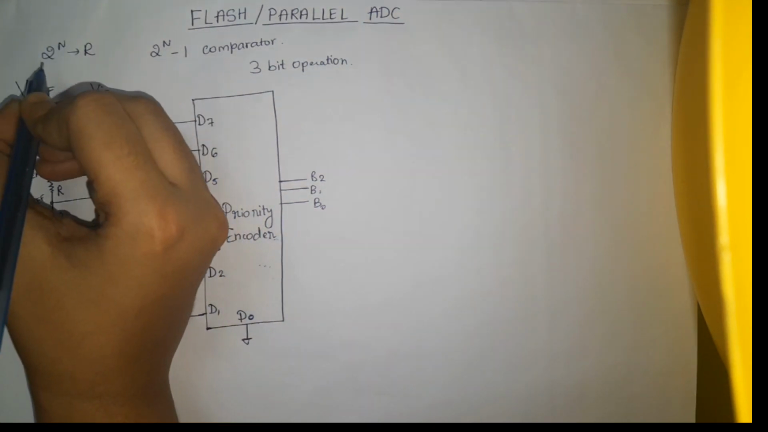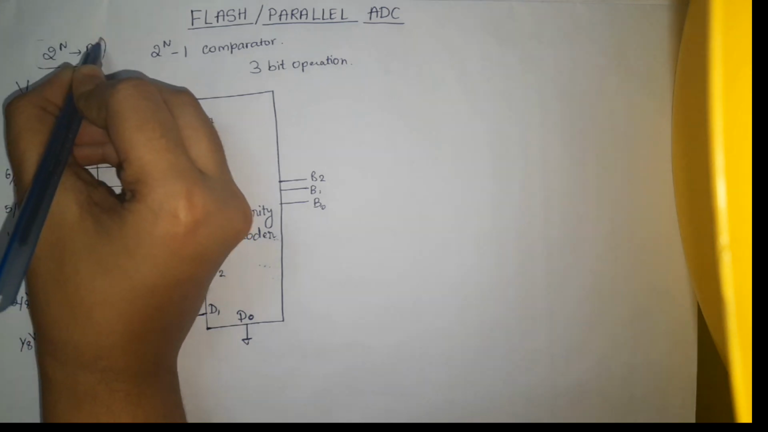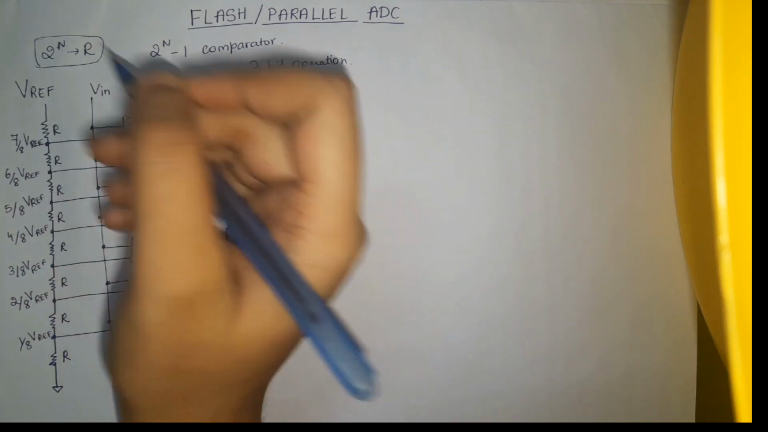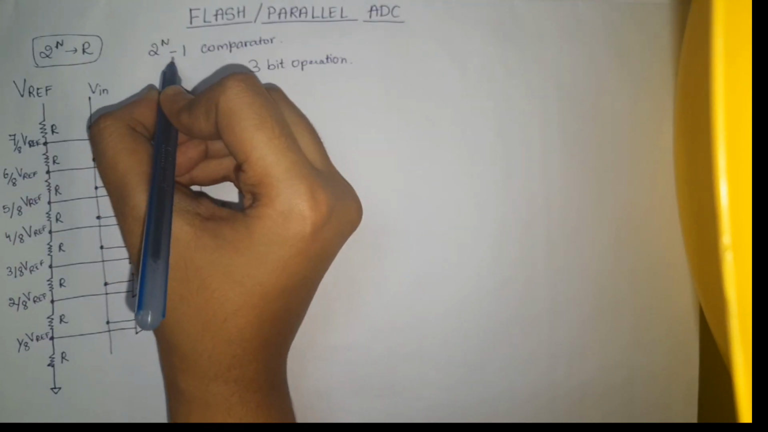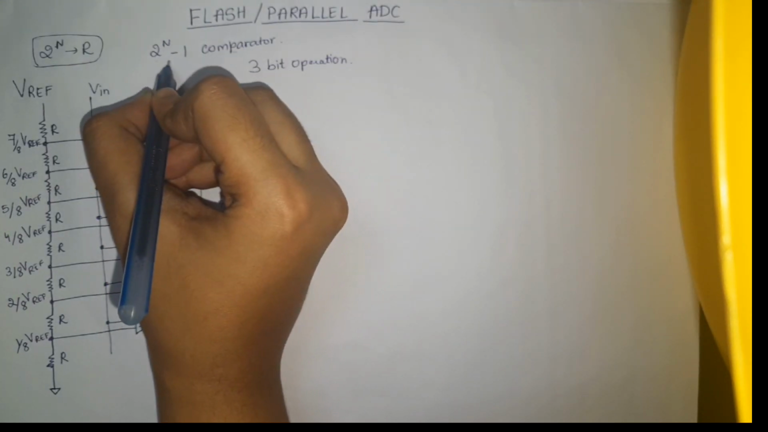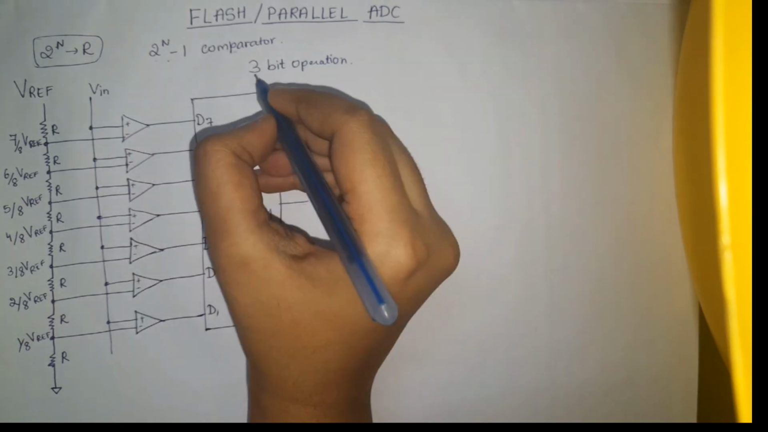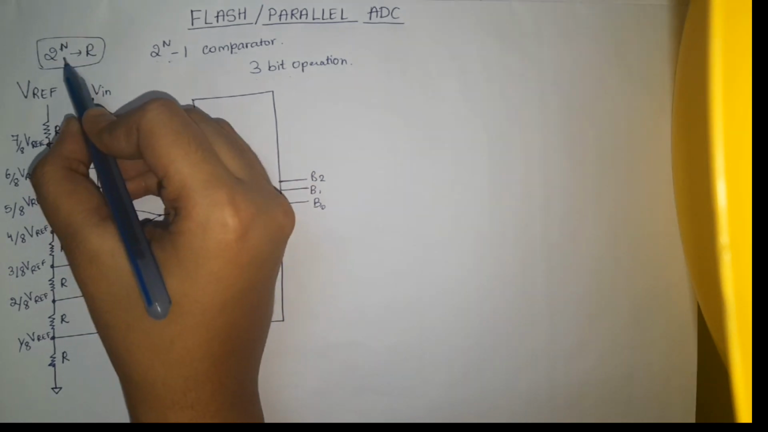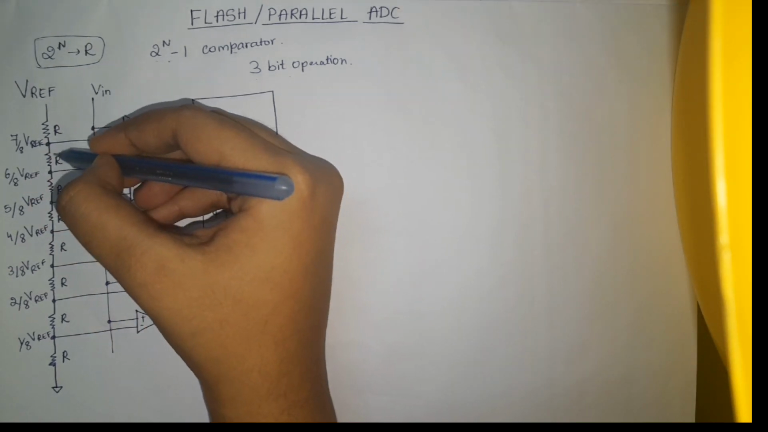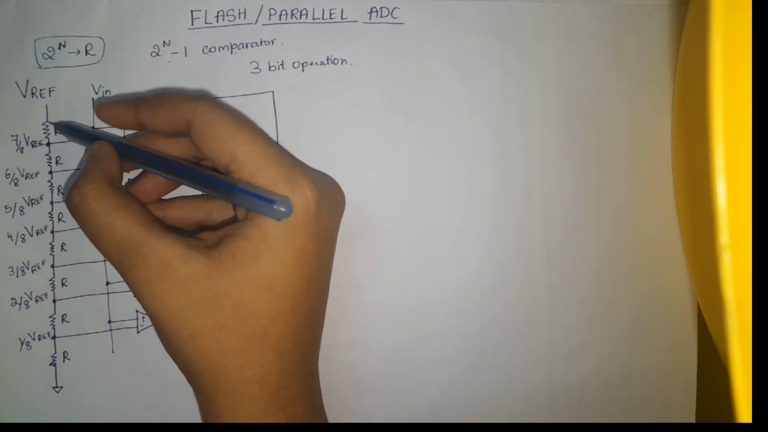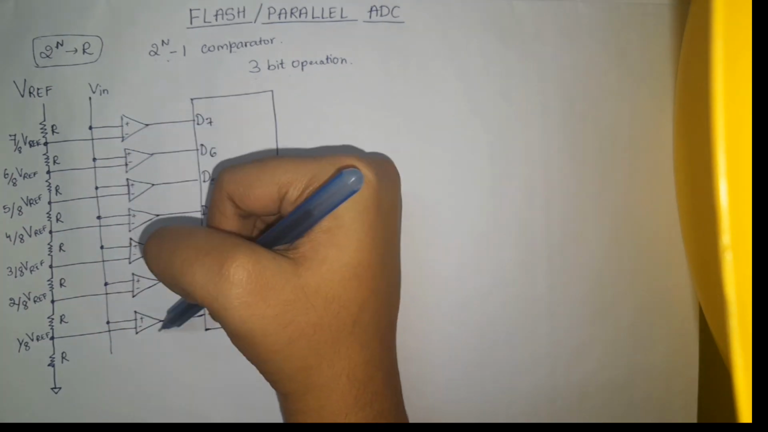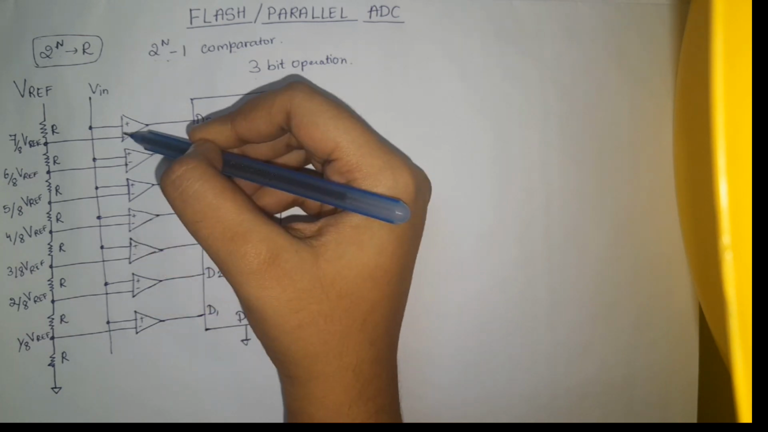First, you have to keep in mind that we need 2^n resistors, where n is the number of bits you want to convert, and 2^n minus 1 comparators or op amps are required. For example, I am considering 3-bit operation now. For 3 bits, 2^n is 8 resistors of equal value R, as shown here, and 2^n minus 1, that is 7 comparators or op amps, are required.